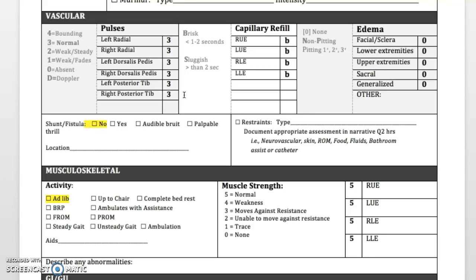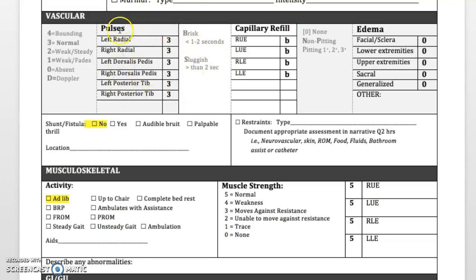Was it cool? Was it discolored? Did we have any delayed cap refill? Cap refill should be brisk, less than 1 to 2 seconds. If it's sluggish, we need to say how many seconds it was. Was it 3 seconds? Was it 5 seconds? The more seconds it is, then the worse outcomes the patient's going to have.